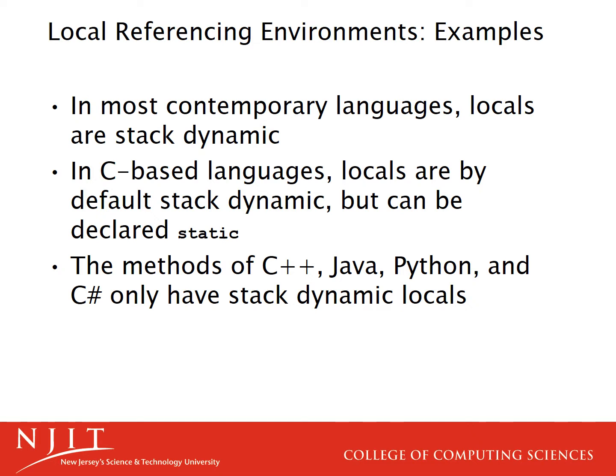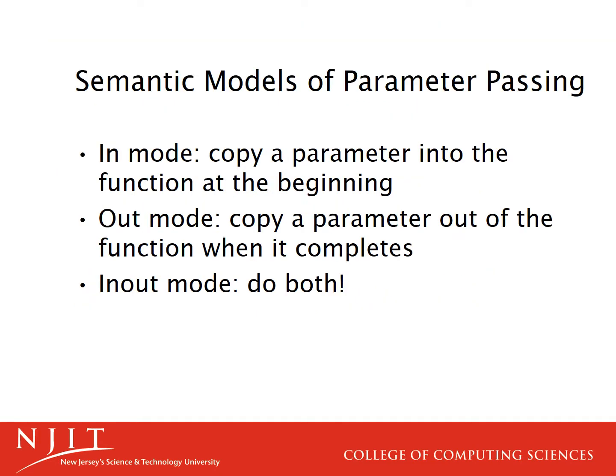So that's local variables. Now, how do we pass parameters into functions? Well, from a semantic basis, there's really only a couple things you can do. We can say that we pass parameters to a function in mode: you copy a parameter into the function at the beginning. Or you can say that we have something called out mode, where you copy a parameter out of the function when it completes. Or you can say in-out mode, doing both.